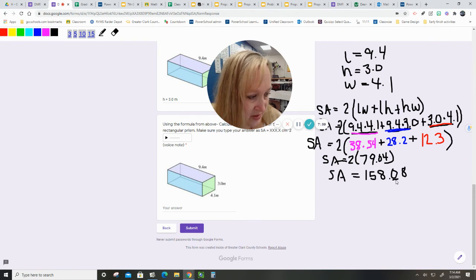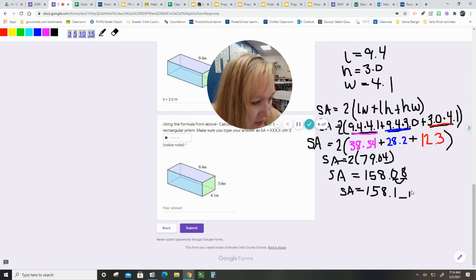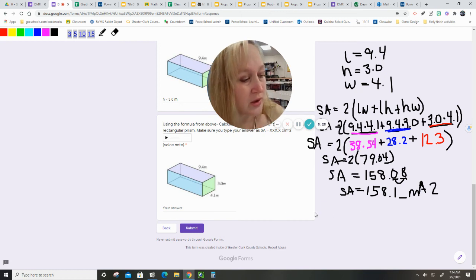And we're going to round. So that means we look next door. That is an 8, so that means it goes up to 1. So your answer will be typed as such. There's a space here, and it's meters. And this one is squared because they are flat surfaces. There's a caret 2. Let me type that for you. 158.1 caret 2.